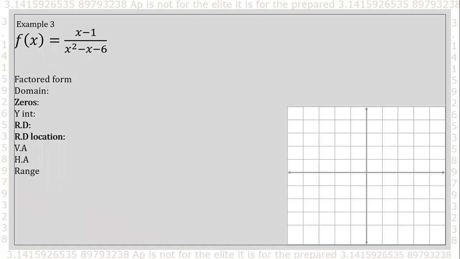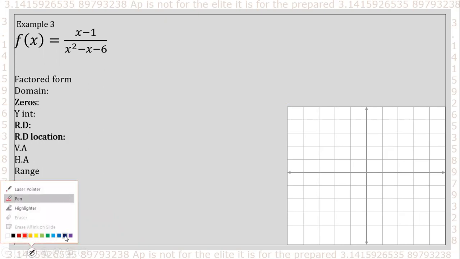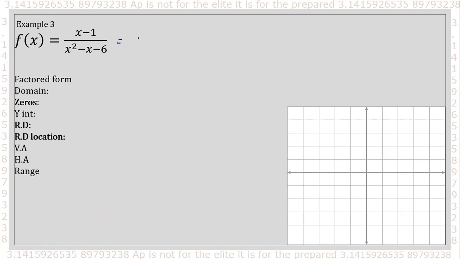Okay, let's go ahead and try this next one. x minus 1 divided by x squared minus x minus 6. So go ahead and pause the video and give this a try. So we're going to have to factor first. And we're going to go ahead and see that I need a 3 here and I need a 2 here and a negative because the bigger sign and the bigger number keeps the sign. Like so. So do we have any holes? No, right?